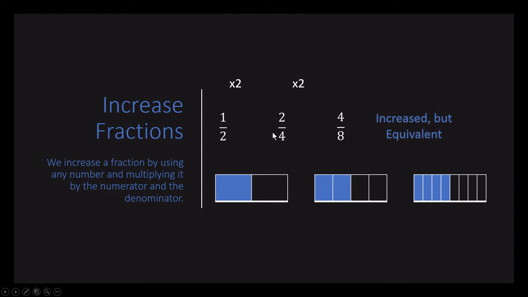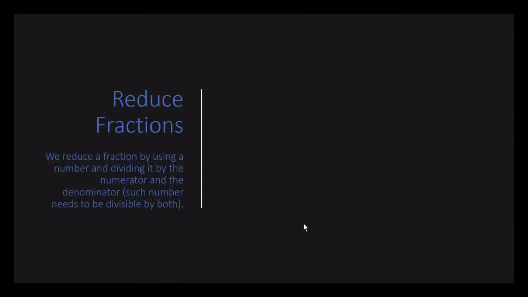Now, let us learn very quickly how to do the opposite. Let us learn now how to reduce fractions or decrease fractions. Okay, so we reduce a fraction by taking a number and dividing the numerator and then the denominator by it. However, there is a twist on this. We cannot just pick any number; we need to make sure that it is going to be divisible by both the numerator and the denominator.